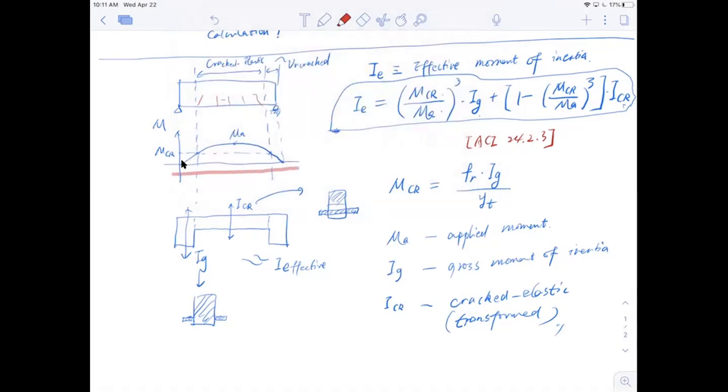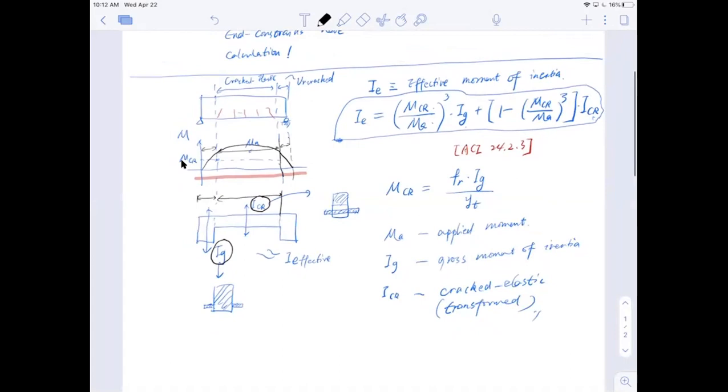Now the moment diagram looks parabolic because it's a second order equation. And when that is parabolic, part of it will exceed the cracking moment, which is this region, and part of it is lower than the cracking moment. So that means in my section there is a region that has a cracked moment of inertia, and a region that has an uncracked moment of inertia. So I cannot use one moment of inertia to calculate the deflection for the whole beam. To do so, I have to use an effective moment of inertia.